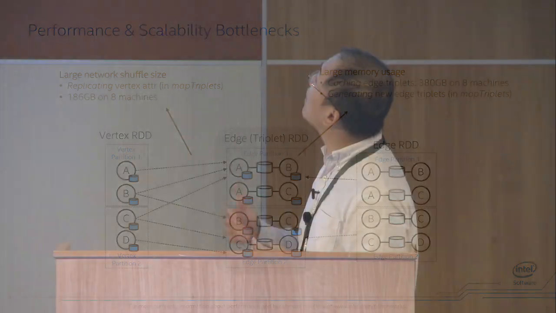And caching those edge IDs, those triplets, actually consumes a lot of memory too. In our example, we use about 380 gigabytes on each node. In addition to caching those triplets, in every iteration you will do a map triplet, which will generate a new set of triplets. And when you generate a new set of triplets, you actually generate new data. So that's a lot of pressure on the memory as well. That's the first bottleneck we have encountered.